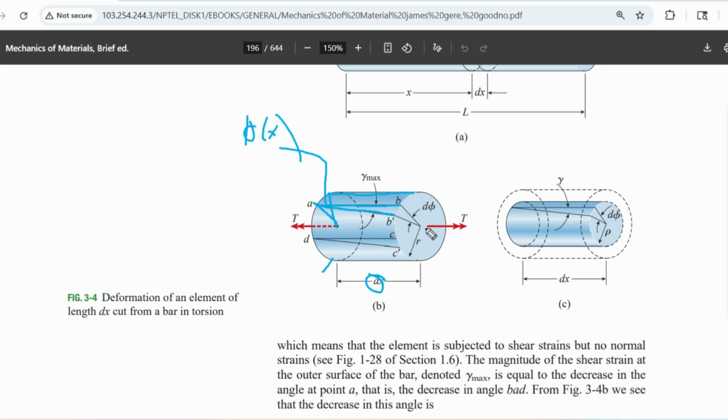This book should be just a little bit better. What they should have done is said that this angle right here, from here to here, is phi of x plus dx, which is the original phi of x. That angle is phi of x plus this d of x. So phi of x plus dx is phi of x plus some sort of change in that angle phi.